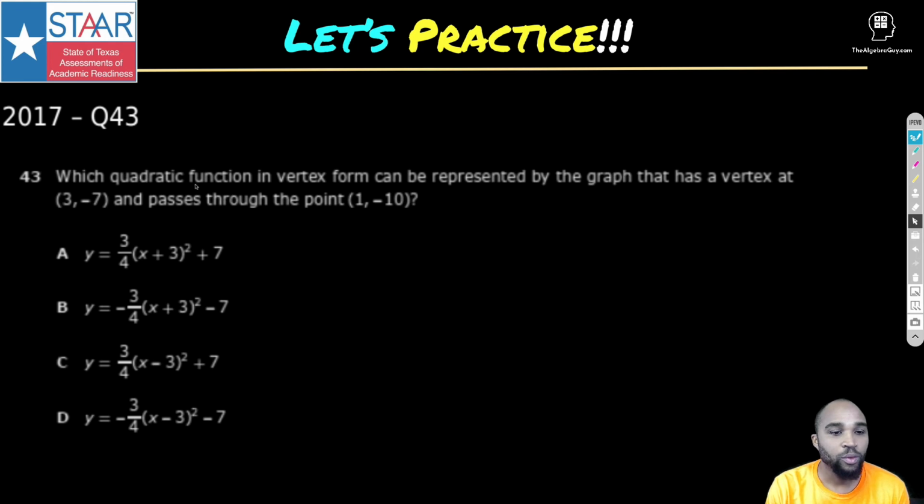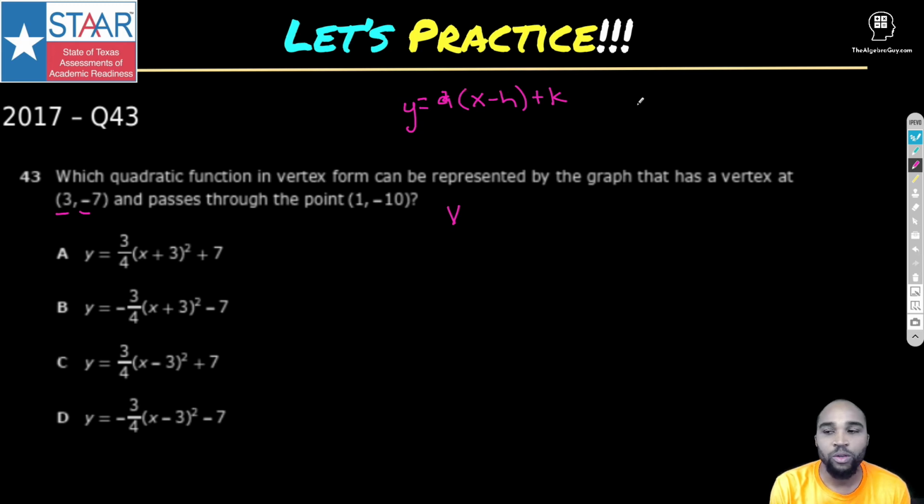All right, which quadratic function in vertex form can be represented by the graph that has a vertex at 3, -7, and passes through 0.1, -10? Now, here's a pretty easy problem if you understand vertex form. So let me write out y equals a(x minus h) squared plus k. So this is vertex form.